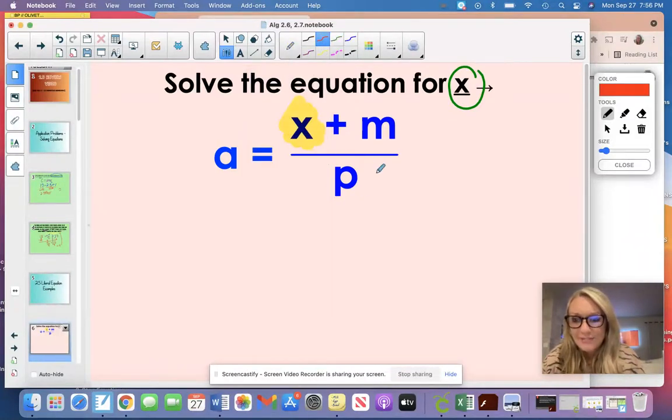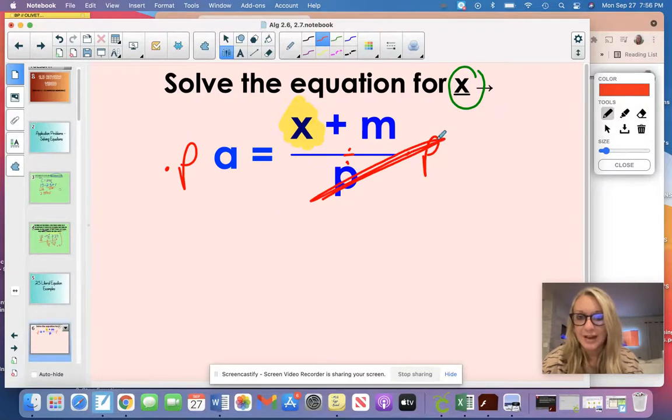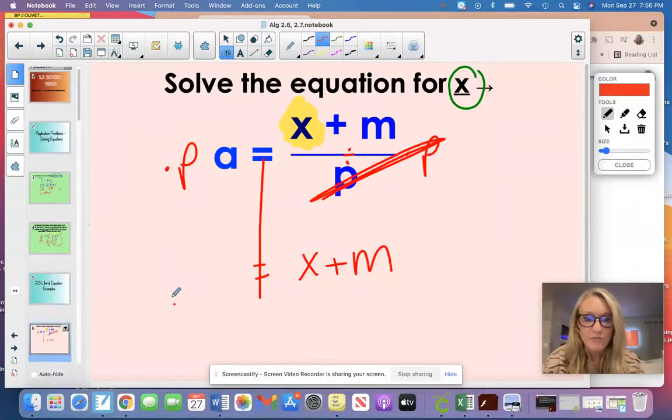You see that you have this denominator of p, which really is just showing you that you have division. We need to move that to the other side as our first piece. The inverse of dividing by p is multiplying by p. When you do that, division by p, multiplying by p, these cancel out. And we're left with what's in our numerator, that x plus m. And then on the other side, you just have p times a.